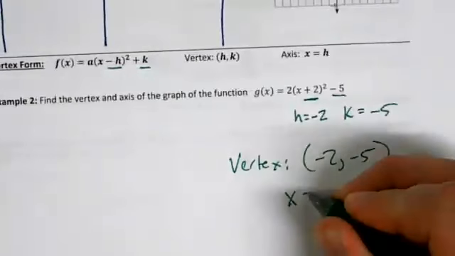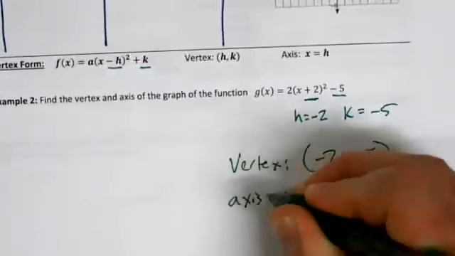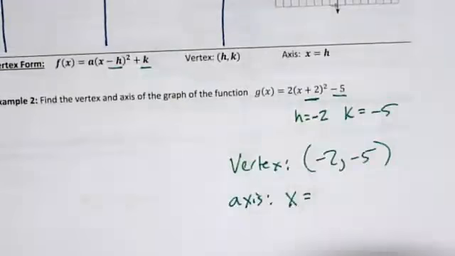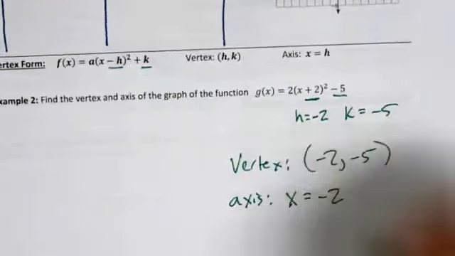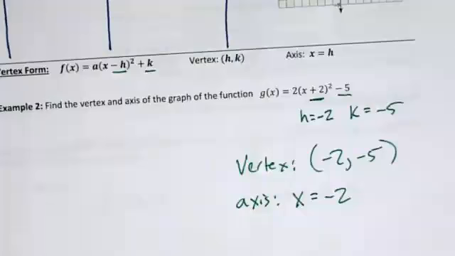And we can find our axis by just writing the equation x equals, and it's whatever H was. H was -2, so x equals -2 would be our axis. The axis is a line that cuts through the vertex and splits the parabola in half.